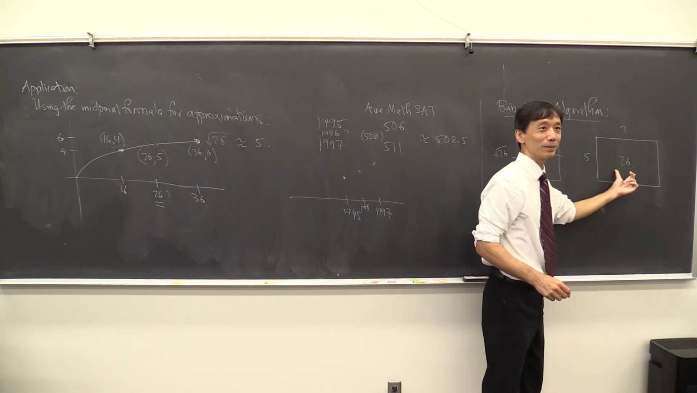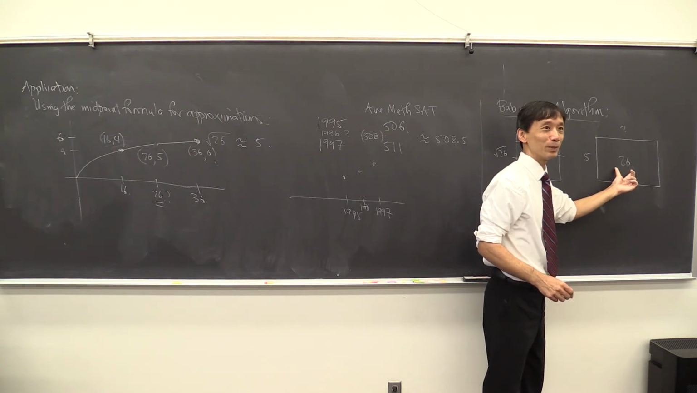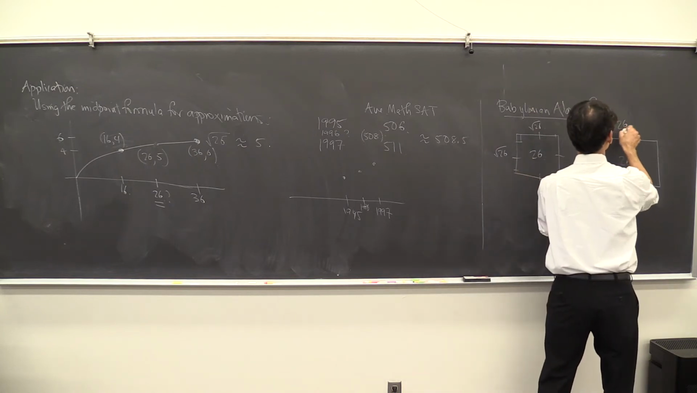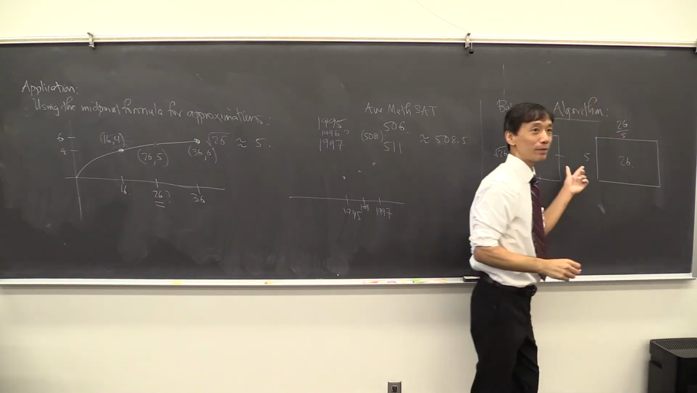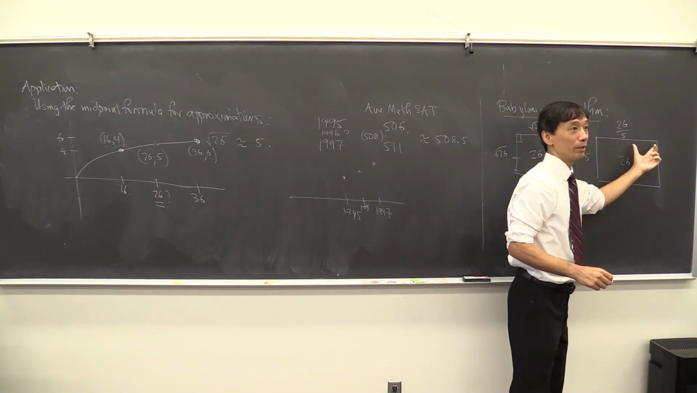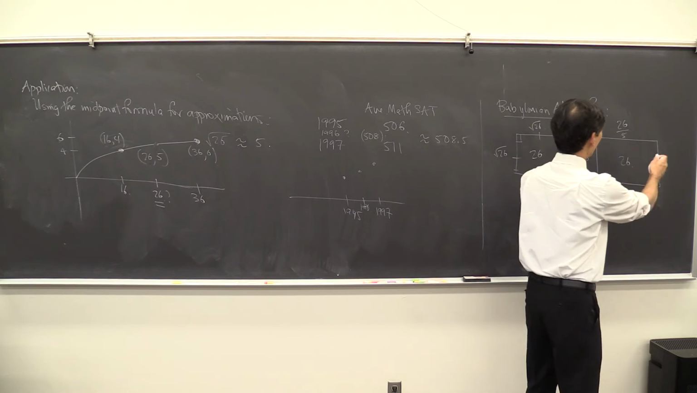What times 5 is 26? 26 divided by 5, right? So this is going to be 26 divided by 5. Okay, and that's actually going to be too long.